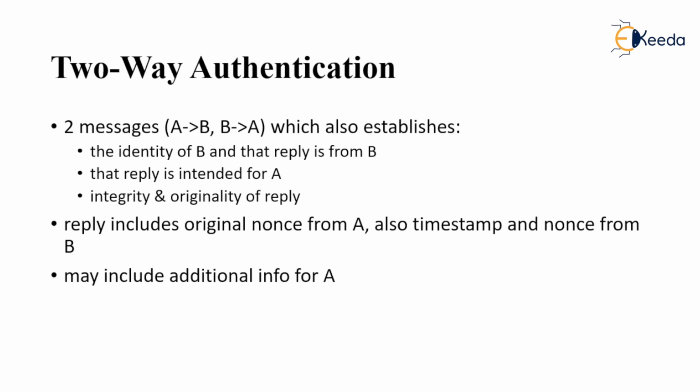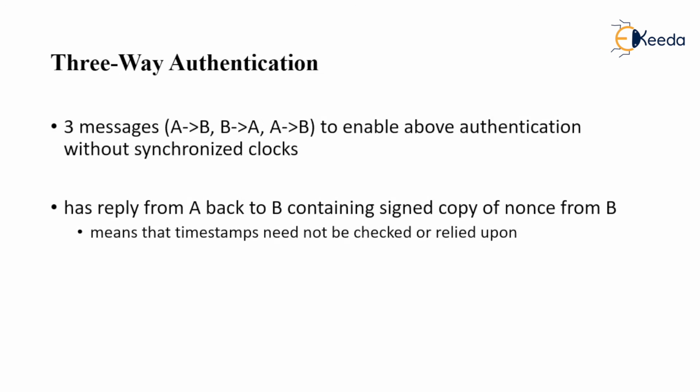Both of the messages should ensure the integrity and originality for each other. The reply includes the original nonce from A, also a timestamp, and a nonce from B. If A is sending a message to B and B replies back to A, then B will have to use the nonce which was generated by A, and obviously the timestamp also needs to be sent from B to A. It may include additional information for the other user.